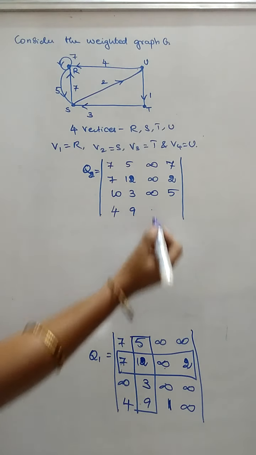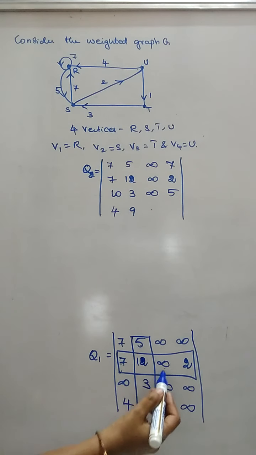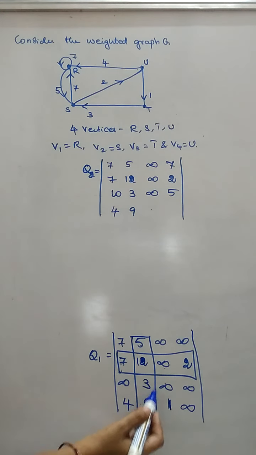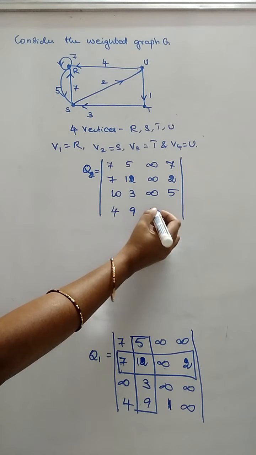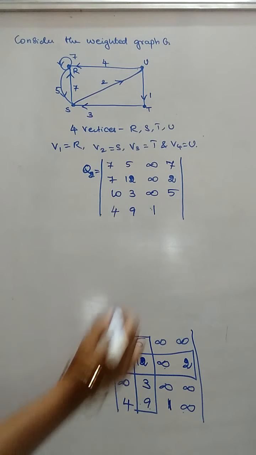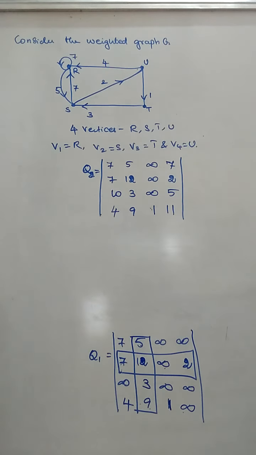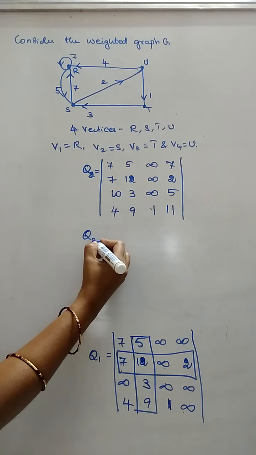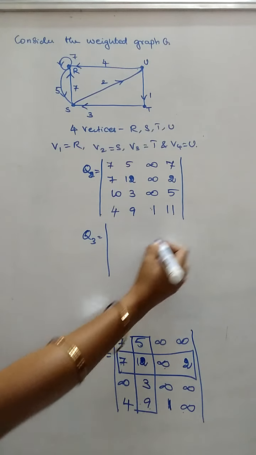And for filling this place, you can take this one. 9 will be compared with 9 and infinity will be added. We will get infinity. So infinity will be compared with 1. So we will get 1 here. Then 9 will be added with 2. We will get 11. 11 will be compared with infinity. So the minimum number is 11 only. So we can write 11 here.